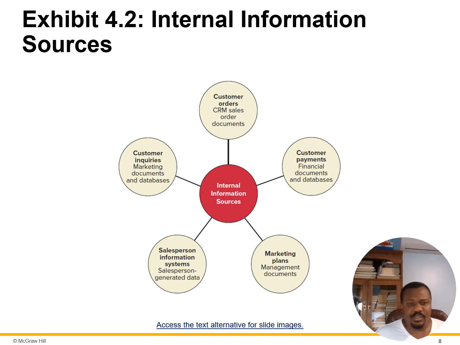Internal information sources. So, with the internal information sources of gathering information in the firm, we can consider the customer orders. That is the customer relationship manager sales order document. We can look at the customer payment. That is a financial document and databases. We can gather the marketing plan, which is a management document for decision making. We can look at the salesperson information systems, salesperson generated data. We can look at the customer inquiries, the marketing document, and database. So all these are very important.